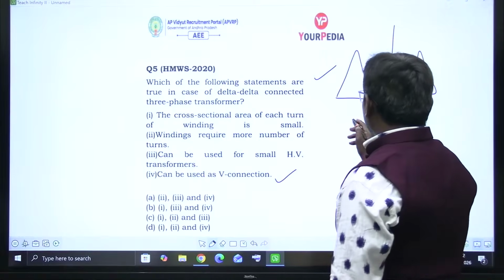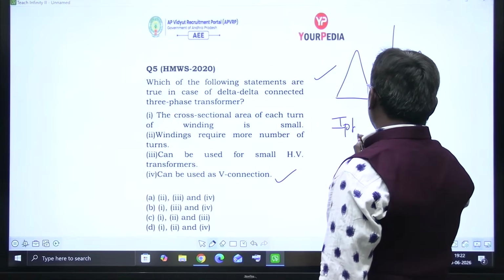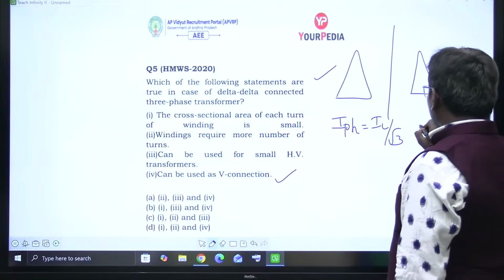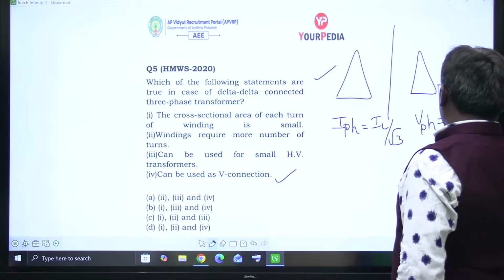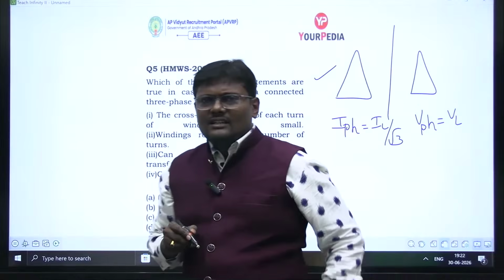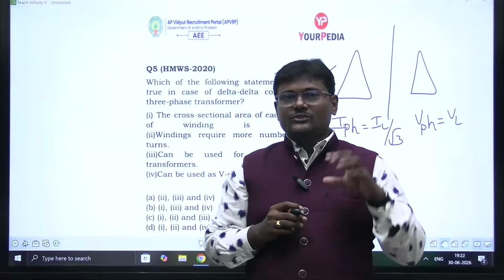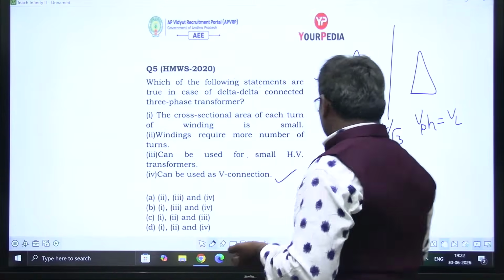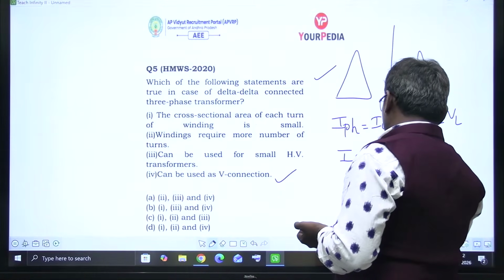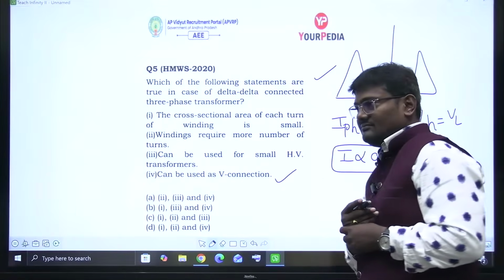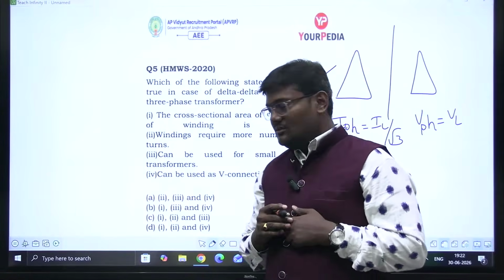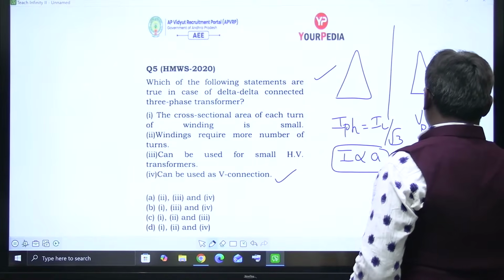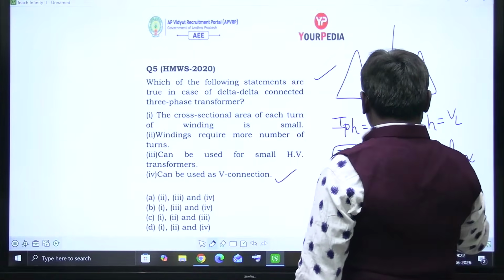So in a delta, you can observe that I phase is equal to IL by root 3 and V phase is equal to VL. You know that the current is directly proportional to the cross-sectional area of the conductor, and that too phase current. And the insulation is directly proportional to voltage.